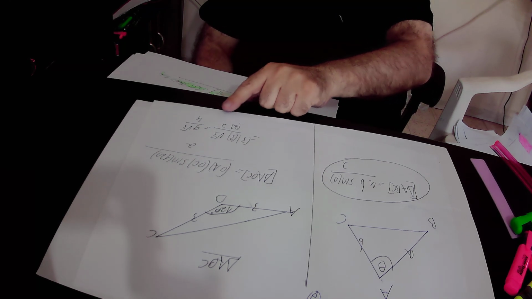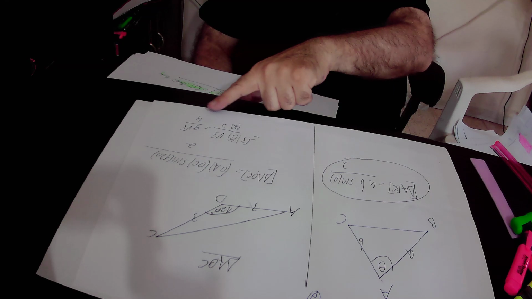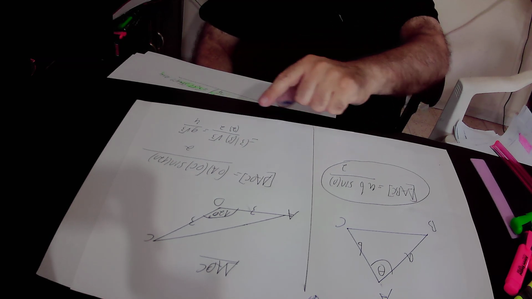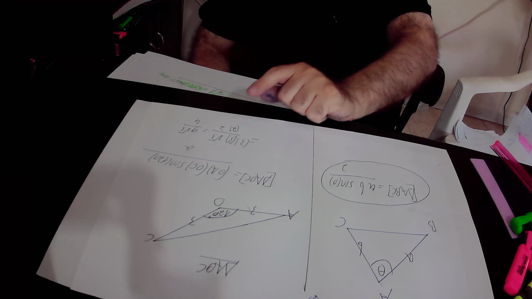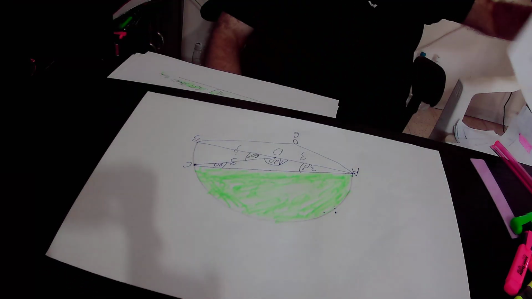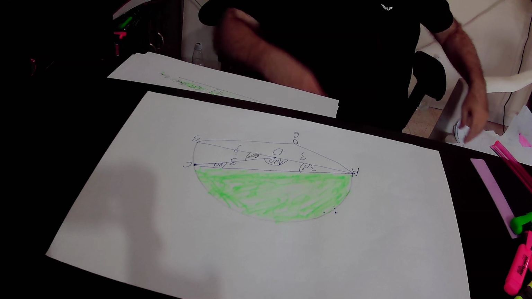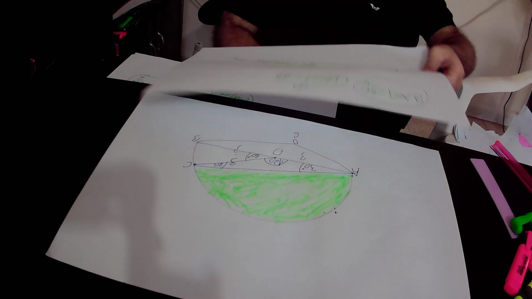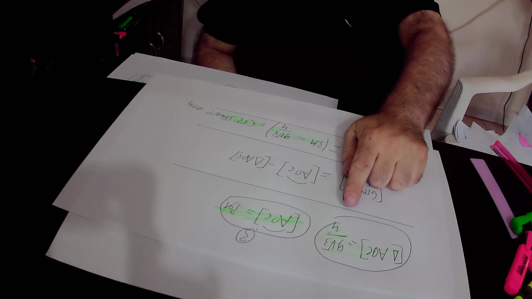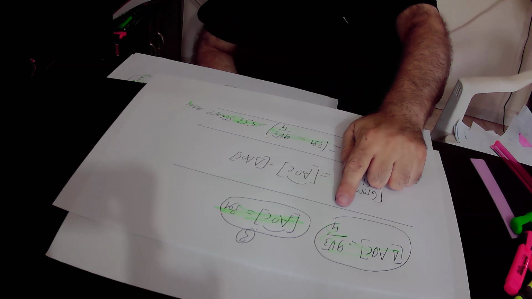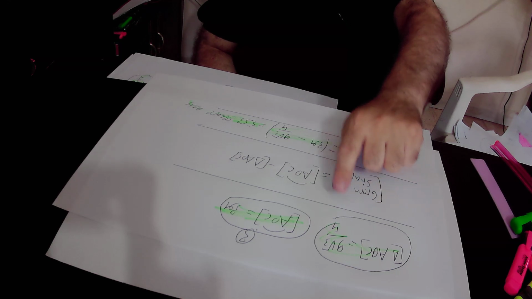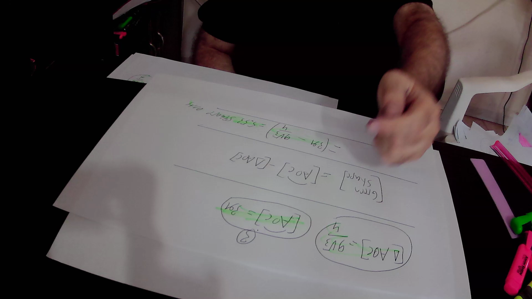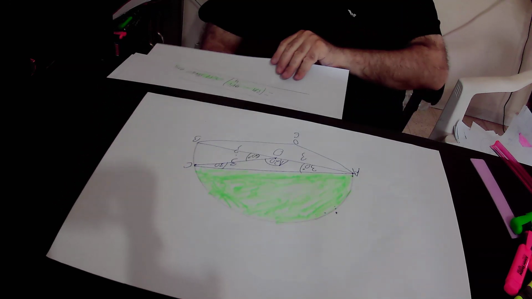3 times 3 is 9, so in the numerator we have 9 times square root of 3 in total. In the denominator we have 2 times 2, that is 4. So in conclusion, we found out that the area of triangle AOC equals 9 times square root of 3 over 4 square units. We have already found out that the area of sector AOC equals 3 pi square units. What is the area of the green shape?